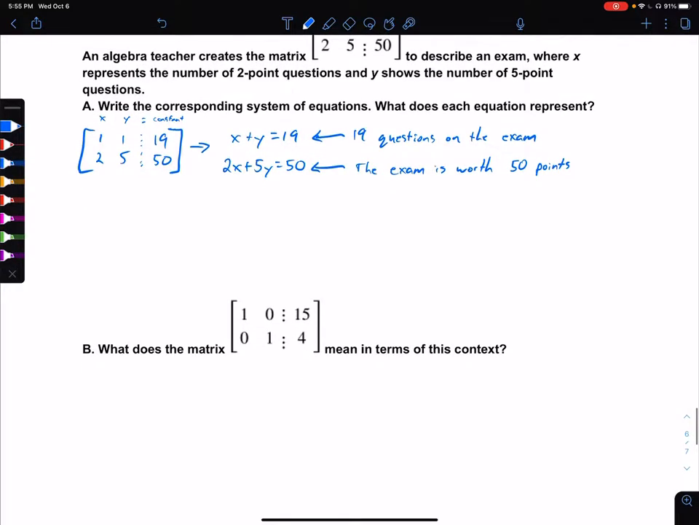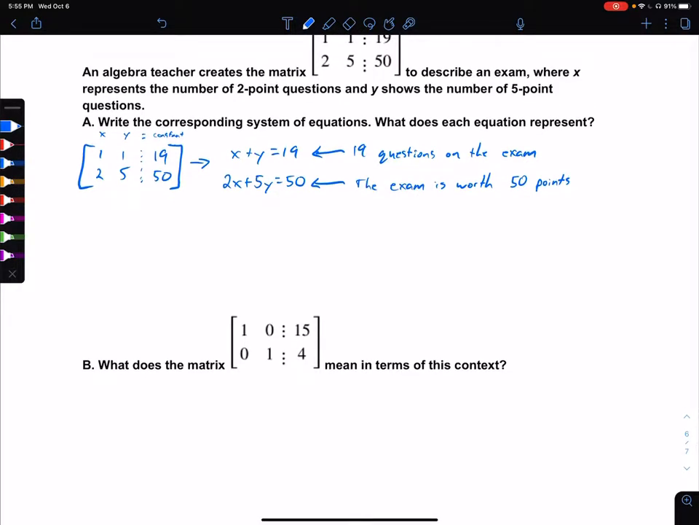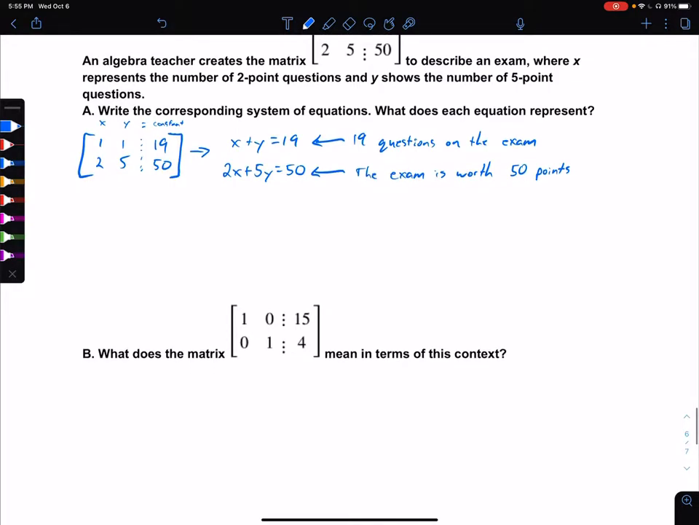In part B, they're asking us what the matrix, and they give us some numbers here, means in terms of this context. This is in relation to part A. We're still talking about this algebra teacher creating the matrix. If we look at this augmented matrix and rewrite it as equations, this is 1x plus 0y equals 15, and 0x plus 1y equals 4. If I clean that up, that tells me that x is equal to 15 and y is equal to 4.